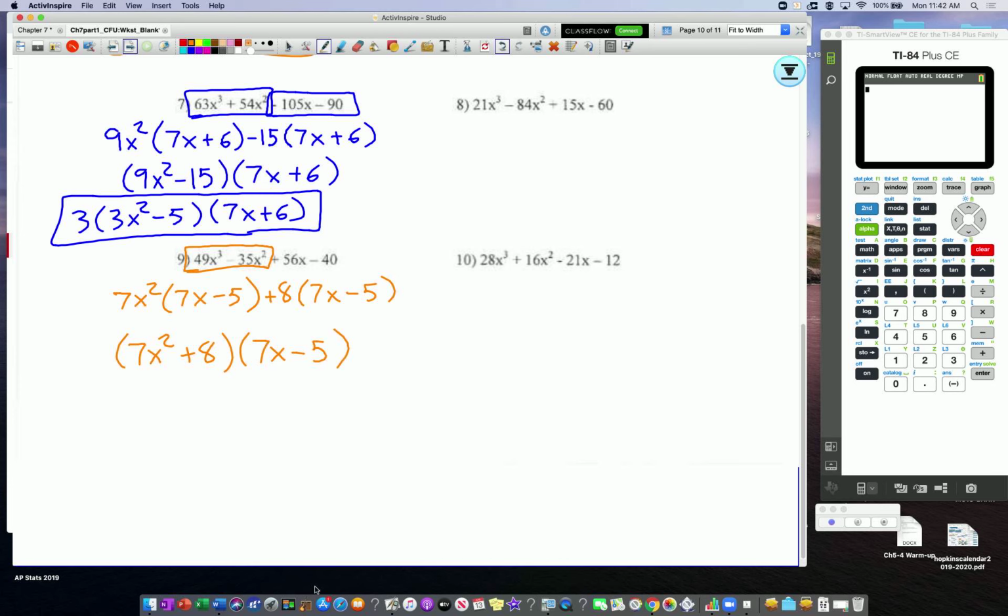Just for fun, I will actually check this one. 7x squared times 7x, that's that 49x cubed. 7x squared times 5, 7 times negative 5, minus 35x squared.